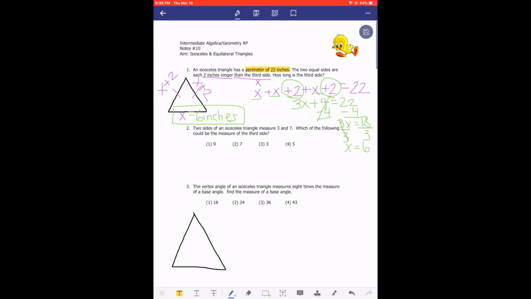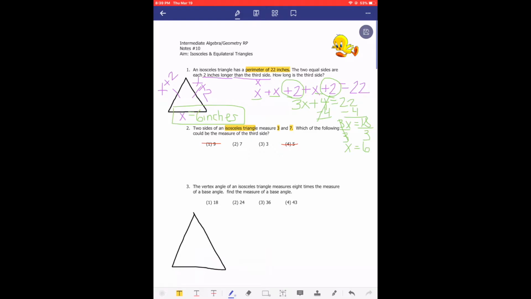Question 2. Two sides of an isosceles triangle measure 3 and 7. Which of the following could be the measure of the third side? So for an isosceles triangle, we know that two sides are congruent. And they give me the number 3 and the number 7. So automatically I can eliminate choice 1 because that's 9 and choice 4 because that's 5. None of those are 3 or 7.